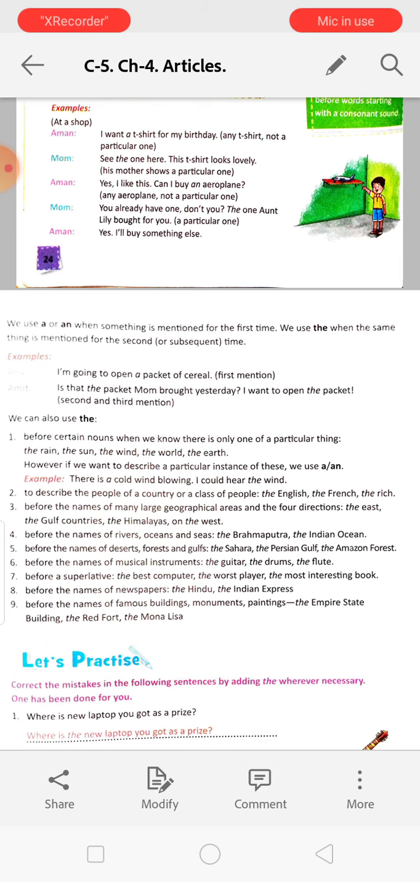Before the names of newspapers: the Hindu, the Indian Express. So we are using the before that. Before the names of famous buildings, monuments, paintings: the Empire State Building, the Red Fort, the Mona Lisa. So in front of any name of a building, monument or painting, we use the.